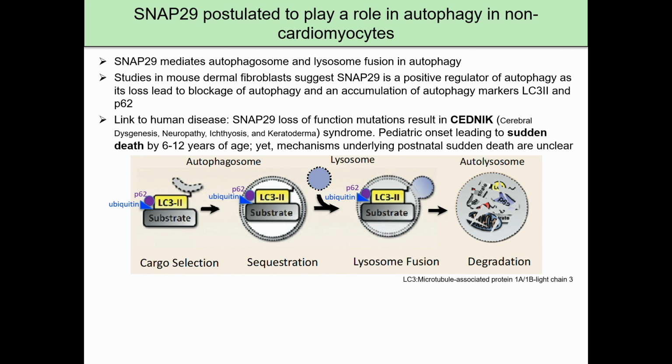So SNAP29, when you look in the literature, not much is there in terms of the heart, but it's postulated to play a role in autophagy. It's thought to really mediate this autophagosome-lysosome fusion step. And using studies in mouse dermal fibroblasts, it's thought to be a positive regulator. So when you lose SNAP29, it's thought to block autophagy and cause accumulation of autophagy markers such as LC3 and P62.